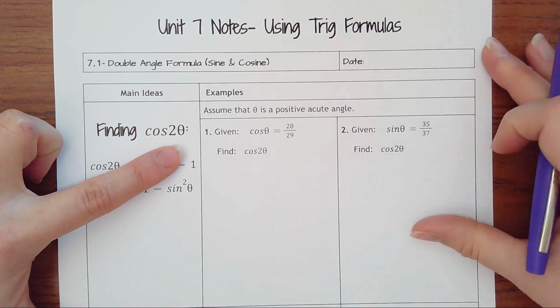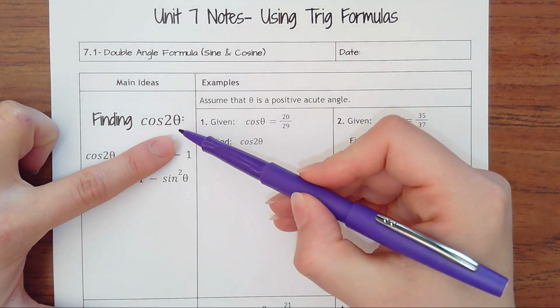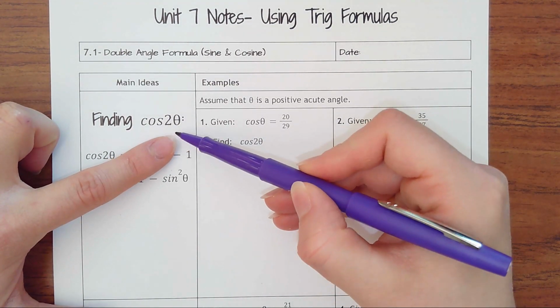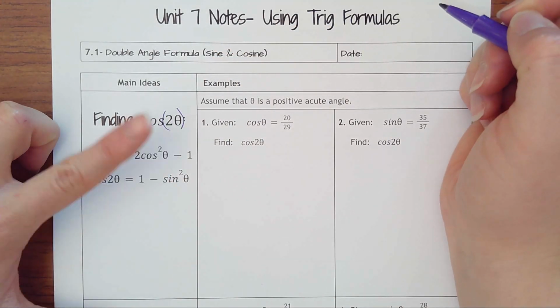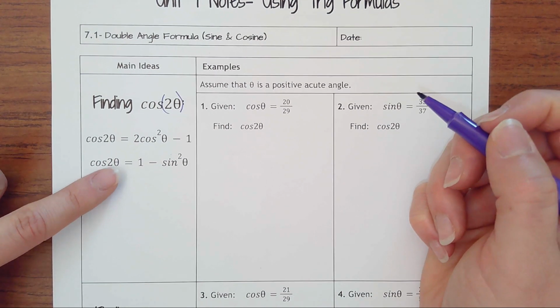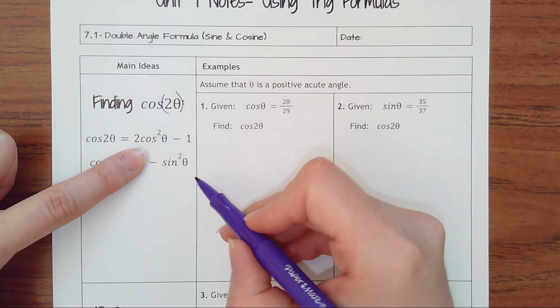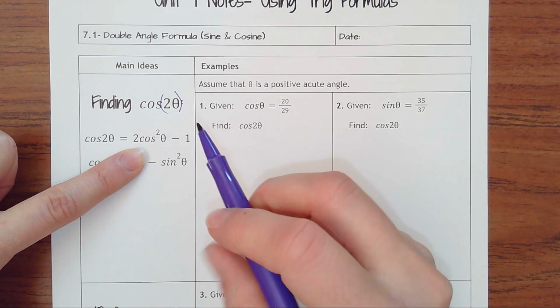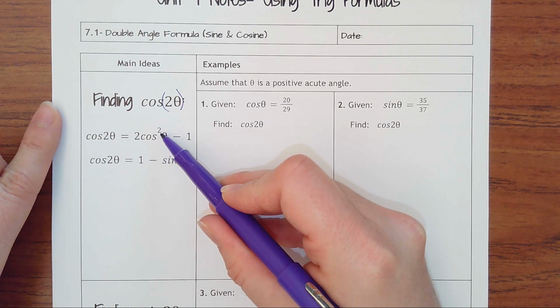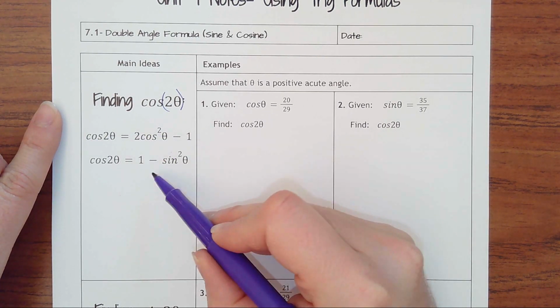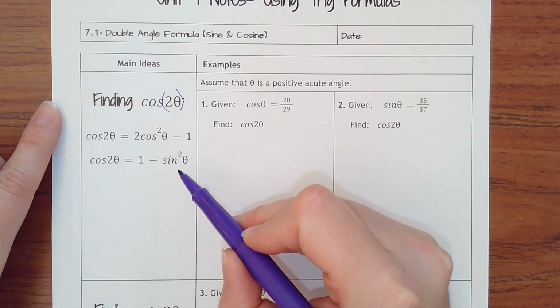We've seen this before when we have cosine of 2 theta or 2x or 2 times anything. It's saying the angle inside of here is being doubled. There's two different formulas I can use. One of them has cosine in it, whereas the other one has sine in it. In both cases, you'll plug in that sine or cosine value, square it, take it times 2 and then minus 1, versus this one, which is 1 minus sine squared.